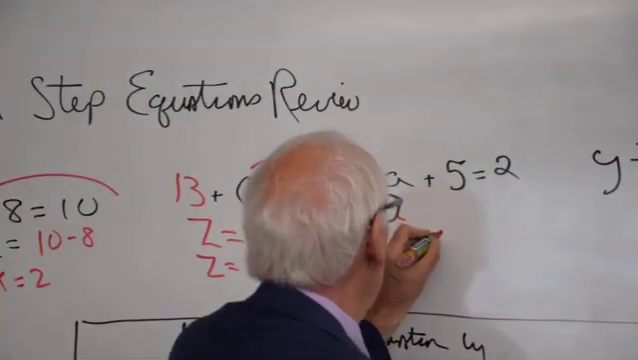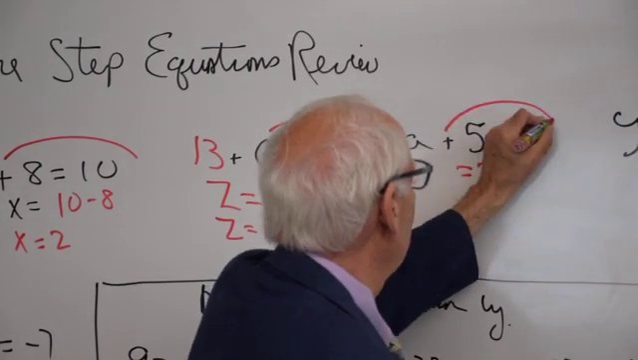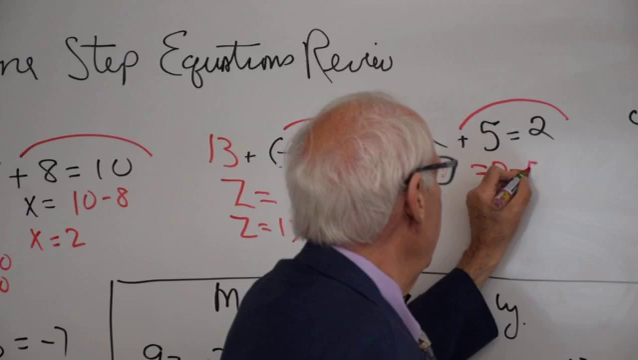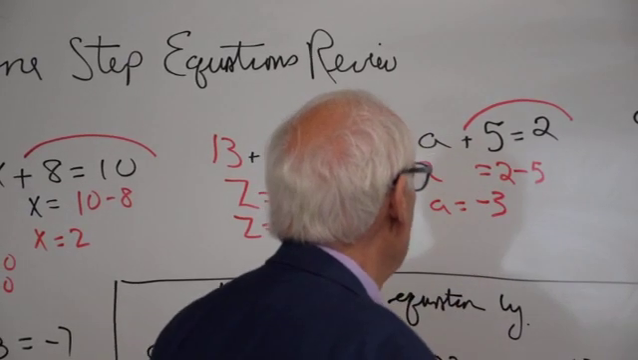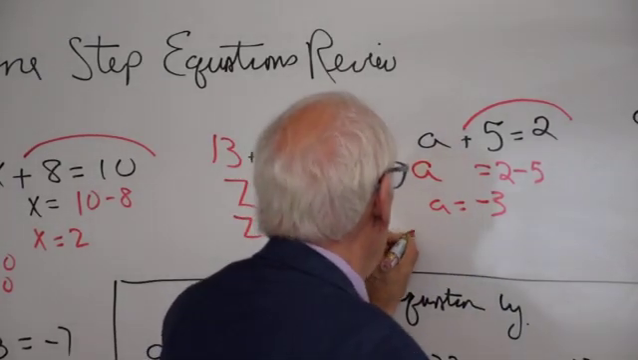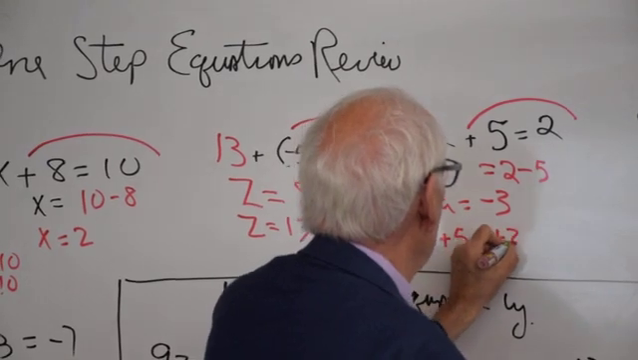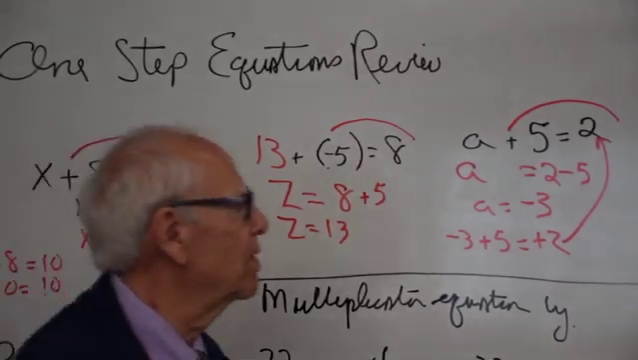So a plus 5 equals 2. What happens when you move the plus 5 across the equal sign? You change the plus to a minus, right? So now a equals minus 3. So guess what? If a equals minus 3, you tell me. Minus 3 and a plus 5 equals plus 2. And what do you have? Plus 2. Pretty good.